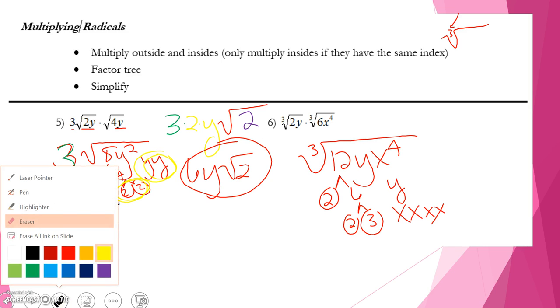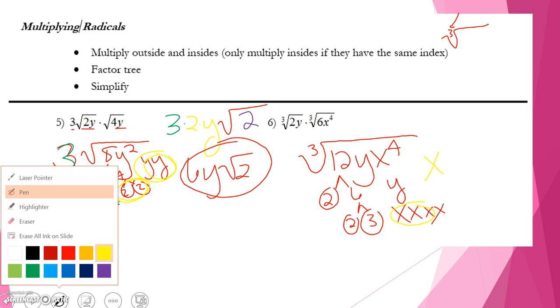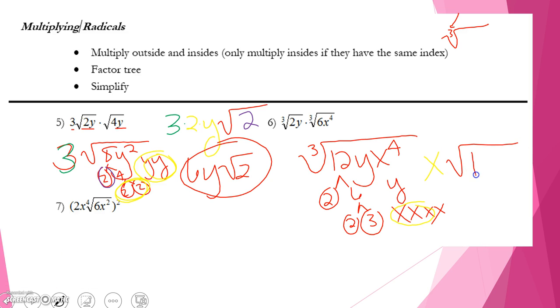So there are no triplets within my numbers, but there is a triplet x right here. So that's the only thing that's going to come on the outside. And then since there were no triplets within the number, that means it just stays as 12. And that y was a leftover, and that x was a leftover. So that's my final answer for that one.